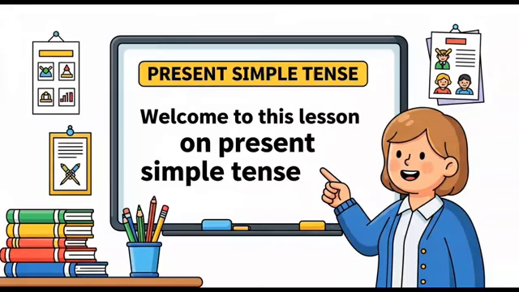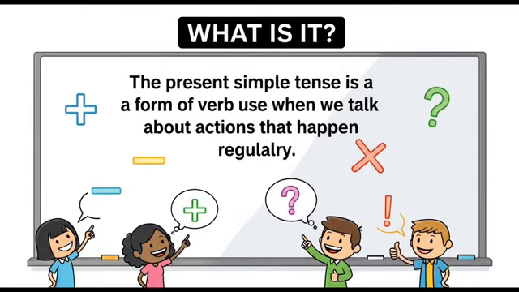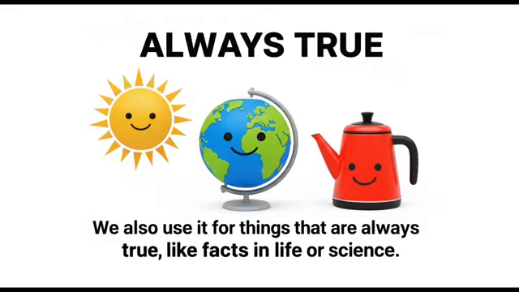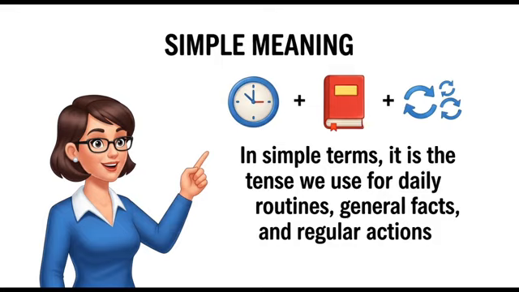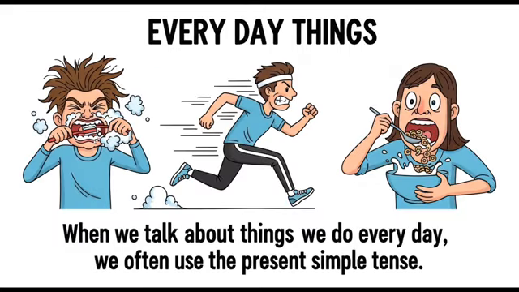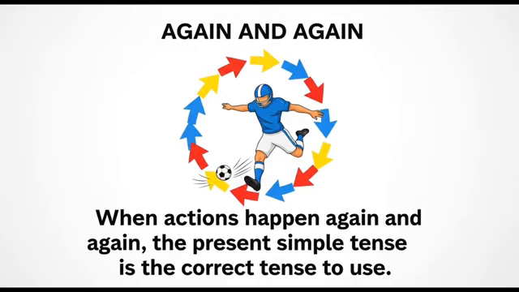Today we will be looking at present simple tense. What is present simple tense? The present simple tense is a form of verb we use when we talk about actions that happen regularly, things that are always true, or situations that remain the same over time. In simple terms, it is the tense we use for daily routines, general facts, and regular actions. So whenever we talk about things we do every day, things that are always true, or things that happen again and again, we are using the present simple tense.